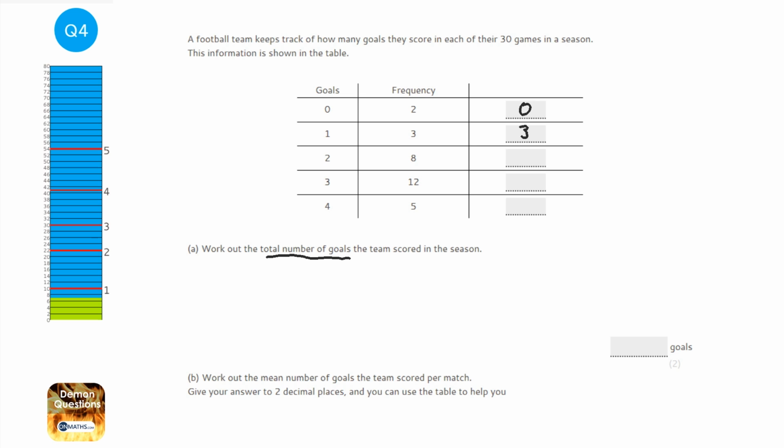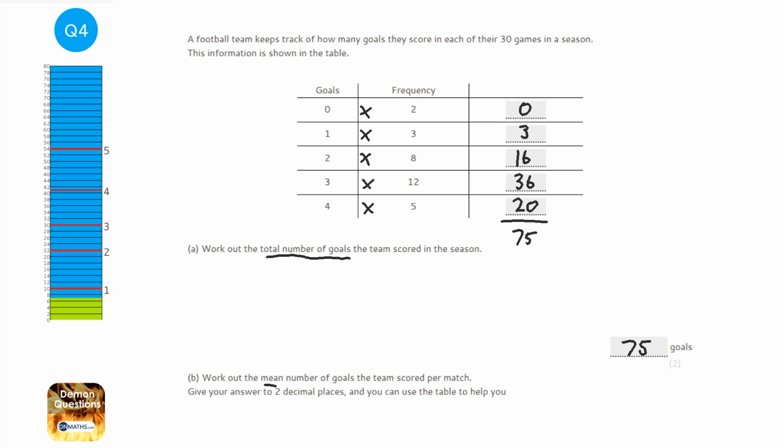In 8 of the matches, they scored 2 goals. So that's 16 in total. And all I'm doing here is timesing these two together. 12 matches with 3 goals, so that's going to be 36. And in 5 matches there were 4 goals, so that's 20 goals in total. Now in total, we're going to add those together, so 3 plus 16 plus 36 plus 20, which is 75. So they've scored 75 goals in total.